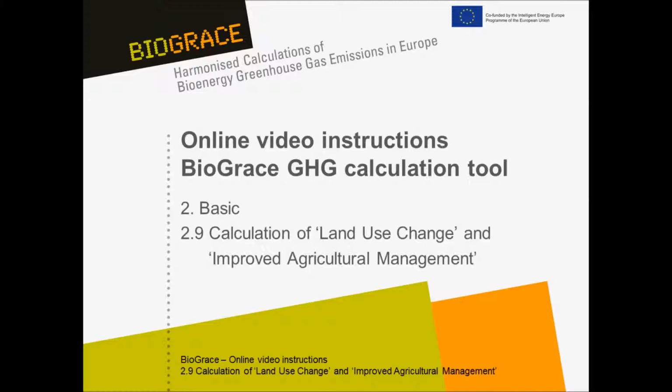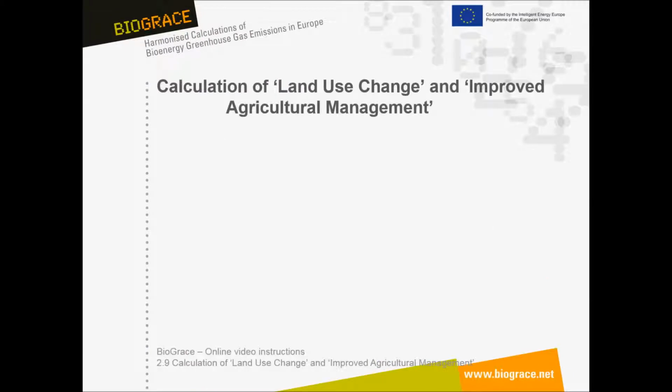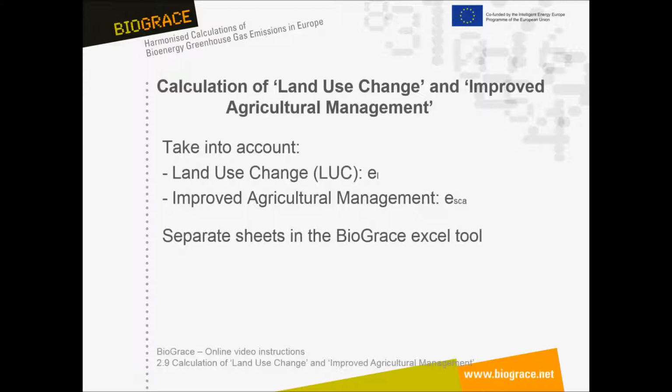In the greenhouse gas calculation of your product, also land use change or LUC or improved agricultural management should be taken into account. A LUC occurs when the crop cultivation has a different carbon stock per hectare than a reference situation. For instance, conversion of forest land or non-highly biodiverse grassland into cropland, short rotation forestry or plantations like a palm oil plantation. In this video instruction, we will work with the example of converting non-highly biodiverse grassland into short rotation forestry.